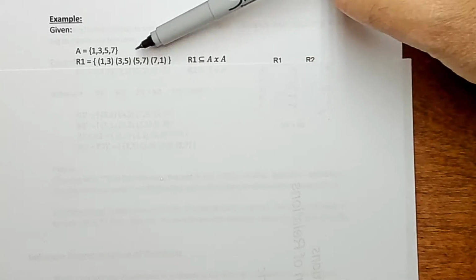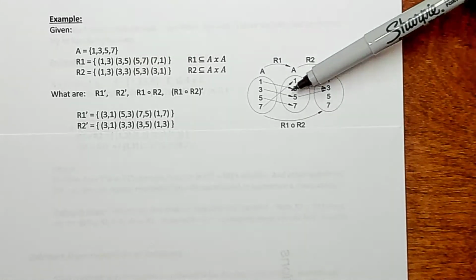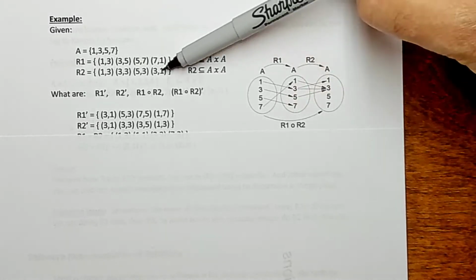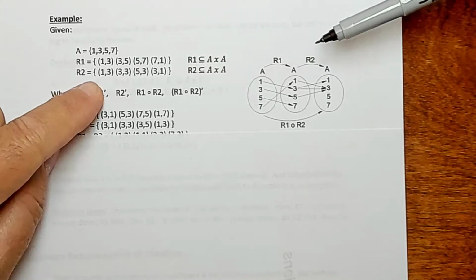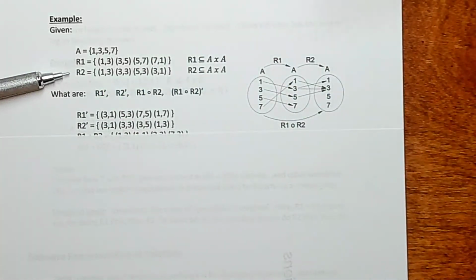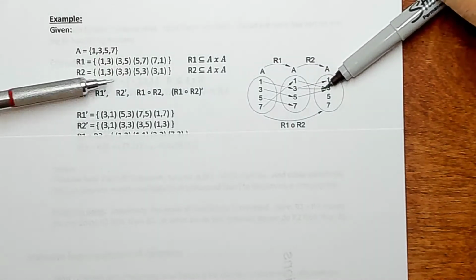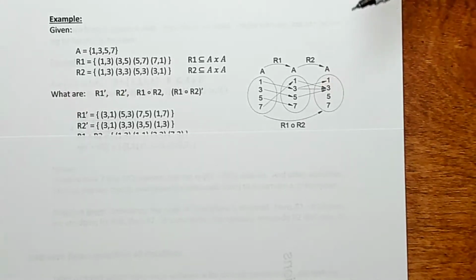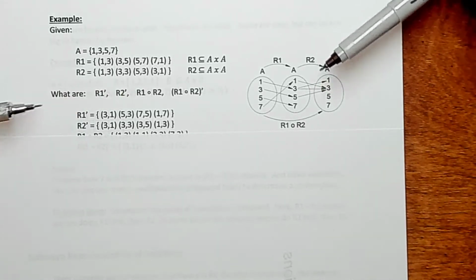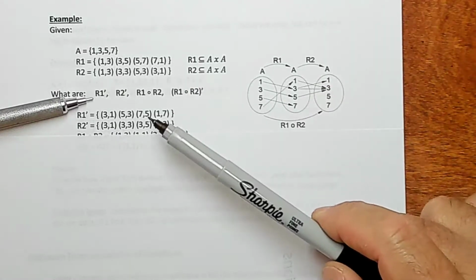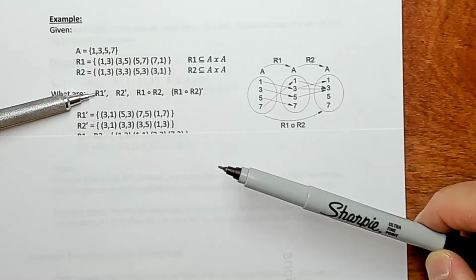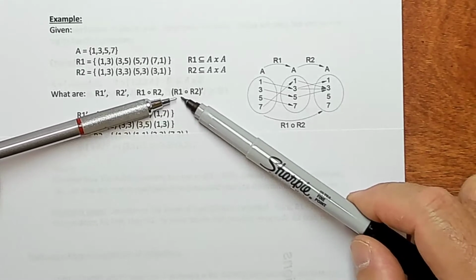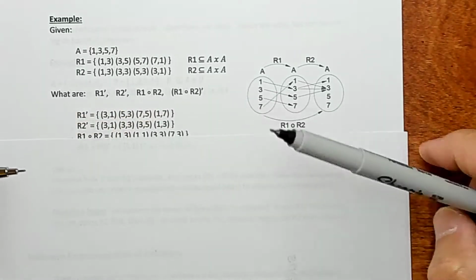So R1 is 1, 3, 3, 5, 5, 7, 7, 1. It looks like this: 1, 3, 3, 5, 7, 1. That's R1. And then I got another arbitrary relation, R2: 1, 3, 3, 3, 5, 3, 3, 1. So we've got several things we could do. We could look at the inverse of R1 and the inverse of R2. We could look at the composition R1, R2, and we could look at the inverse of the composition. Just some stuff we could do.